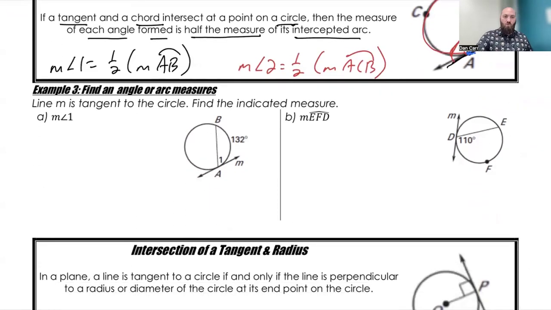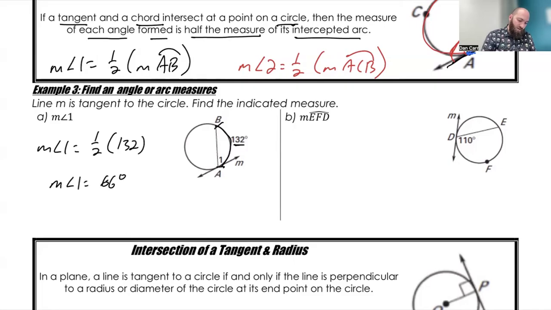Okay. So when I do this one, line M is tangent, find the indicated measure. So if this is 132 degrees, that is going to be the arc. So 132 is arc AB. That means the measure of angle 1 is half of that arc. So the measure of angle 1 is 66 degrees.